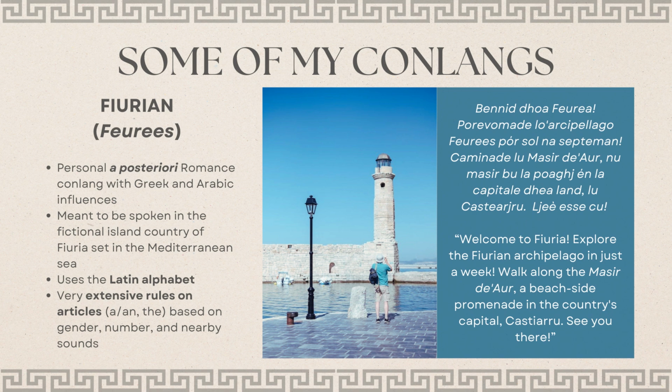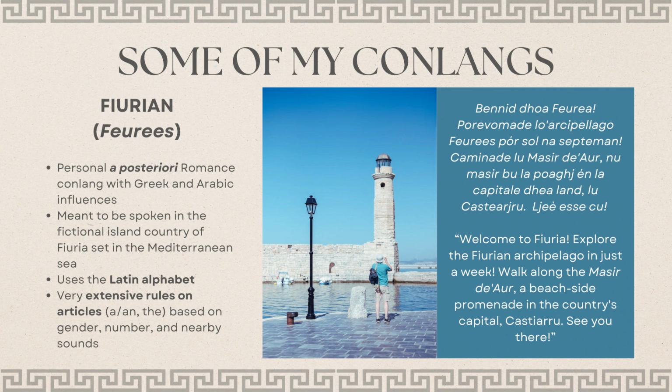It uses the Latin alphabet. Because of the sound changes that occur in the language from Latin to Fiurian, or specifically from some dialect of Vulgar Latin or Proto-Romance to Fiurian, it developed very extensive rules on articles, on prepositions that are based on gender, number, and nearby sounds. So in this passage, I do have one example to share with you. So lu refers to the very generic masculine article the. So lu masir is like the promenade, or Lu Casteju, which means the Castiaru, which is the name of the capital of Furia.